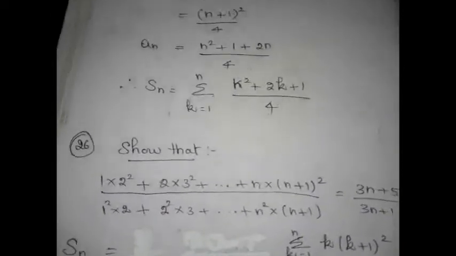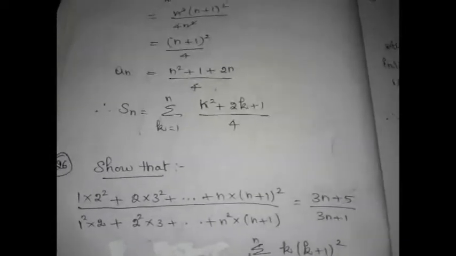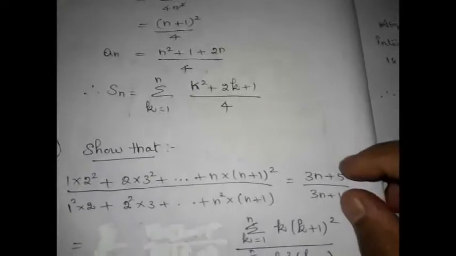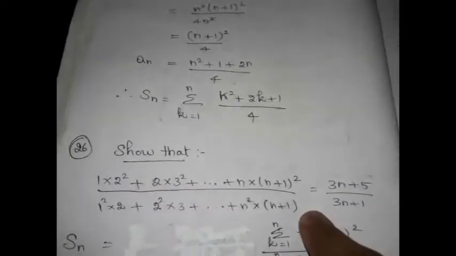So instead of asking to find the sum to n terms, they have given you the answer out of courtesy or mercy, whatever you can say. You have to find Sn and check whether you are getting this. They made your job easy by giving the nth term directly. So what is the nth term? n into (n plus 1) the whole square divided by n square into (n plus 1).